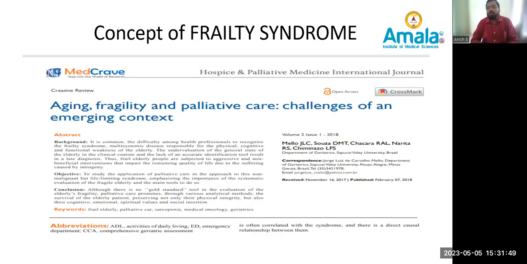So from the 5 M's concept, now we go to another concept called the frailty syndrome. And this frailty factor is what decides how an older adult would respond to an adverse event like a urinary tract infection or a pneumonia. It's not the same for everyone. So people have researched and found that there's something called frailty, and aging, frailty, and palliative care. And palliative care has a very important role to play in frail older adults.